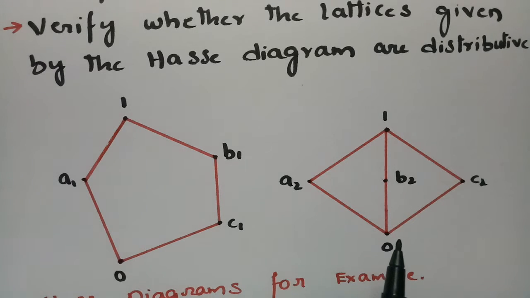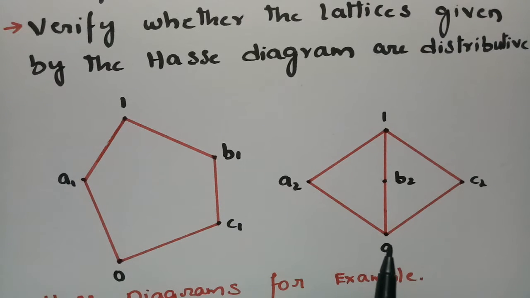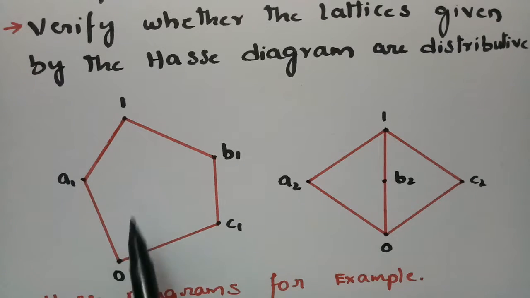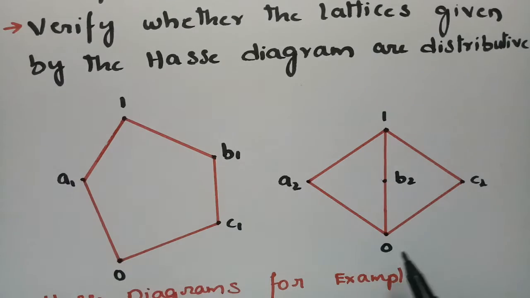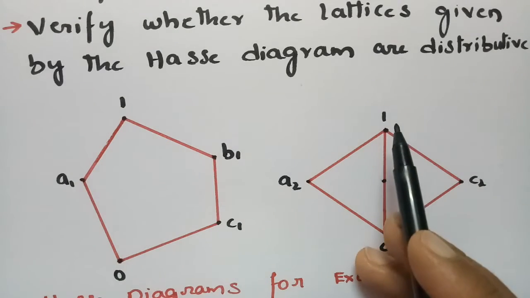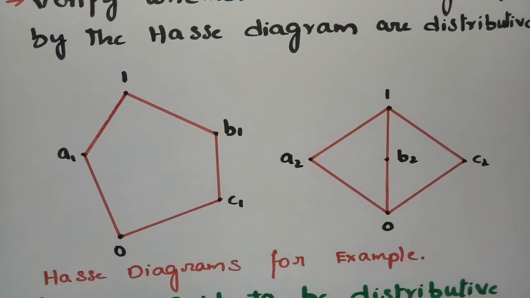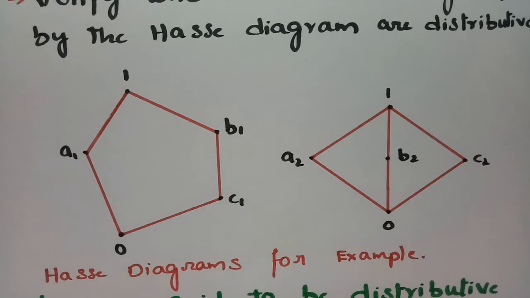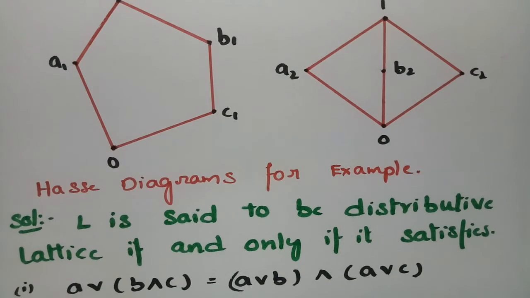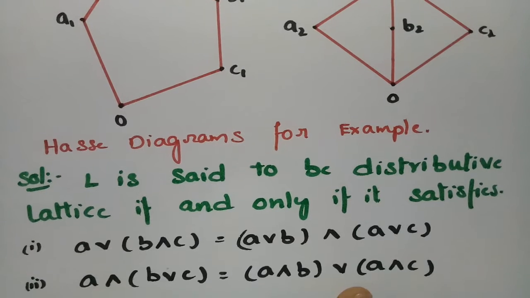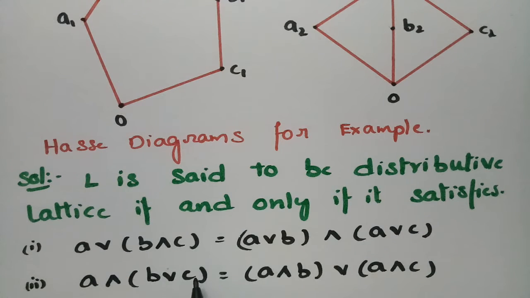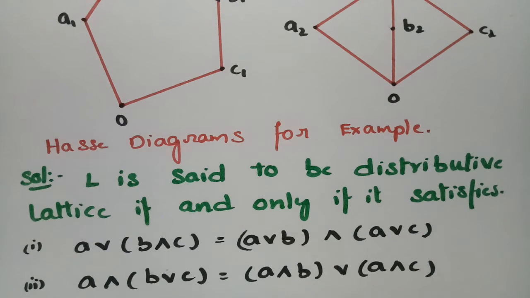Here, it is a bounded lattice. So 0 is the least element and 1 is the greatest element. And here also 0 is the least and 1 is the greatest element. This is the Hasse diagram for the examples. L is said to be a distributive lattice if and only if it satisfies these two properties. So we have to check whether it satisfies the given properties.